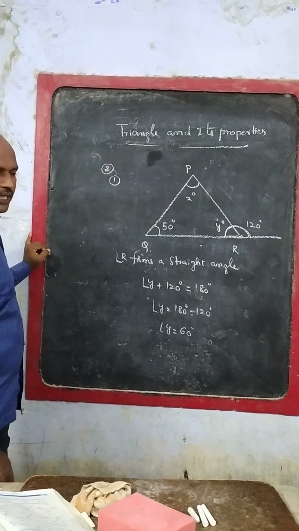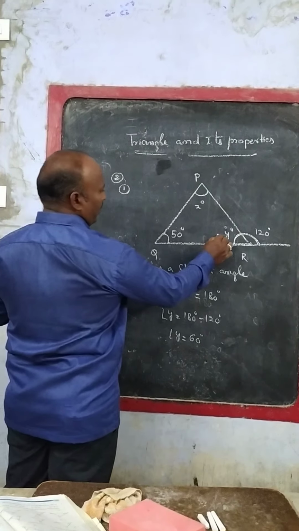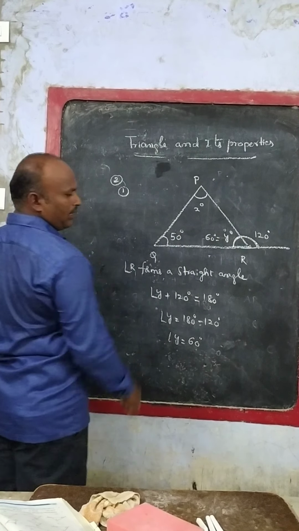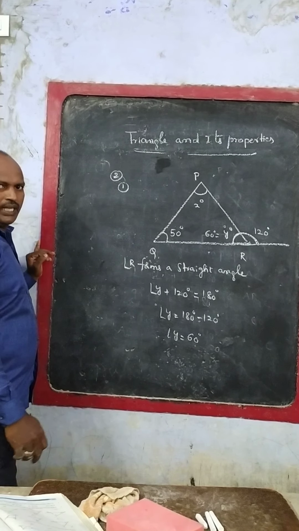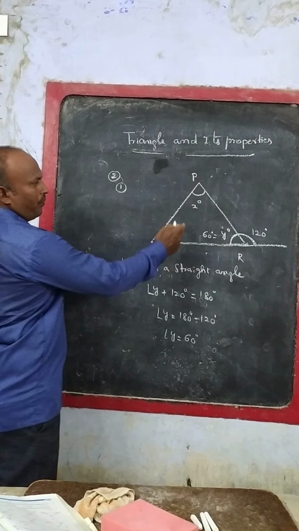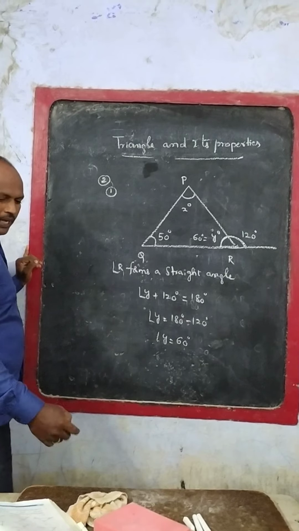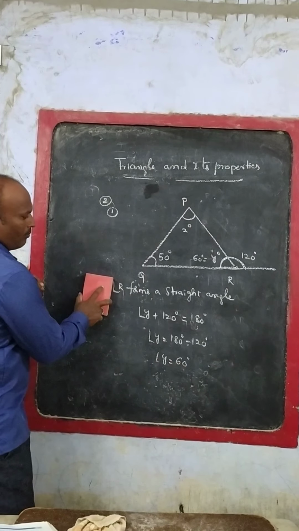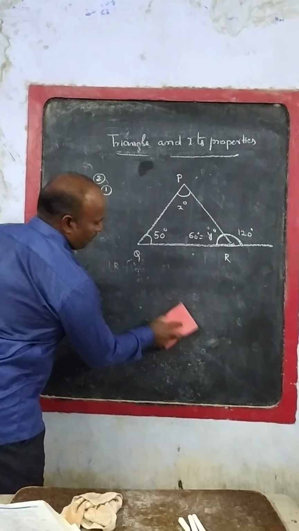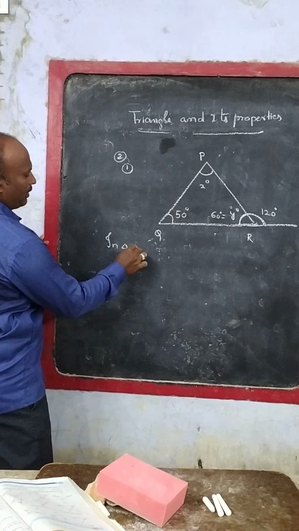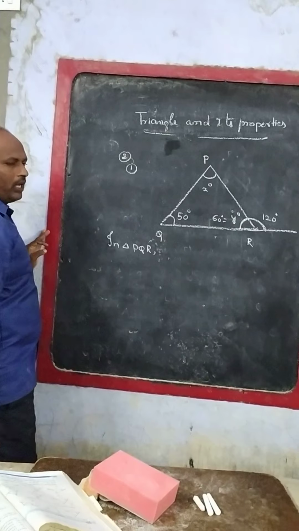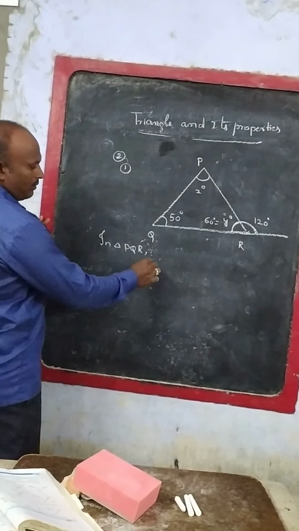Angle Y is equal to 60 degrees. So angle Y, this is 60 degrees. So in triangle PQR, again by using the angle sum property, we have to find x degrees. In triangle PQR, we have to apply the angle sum property.